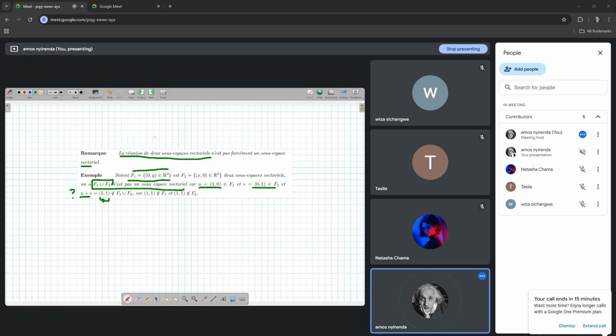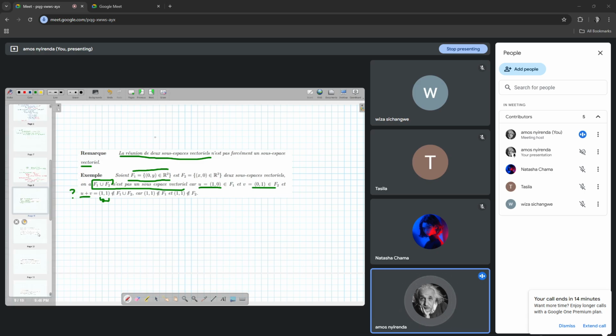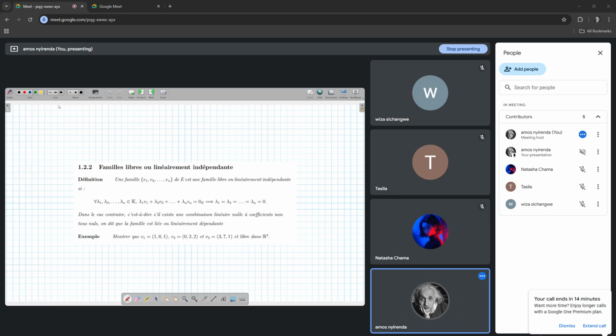C'est clair? Je passe? So the takeaway here is this. If you have two subspaces, then their intersection is also a subspace. If you have two subspaces, then their union is not necessarily a subspace en général. This is the takeaway. Okay? You understand the two ideas that I've presented? C'est bon? Je passe? Très bien. Bien.